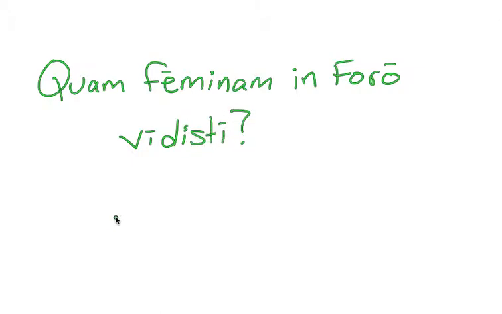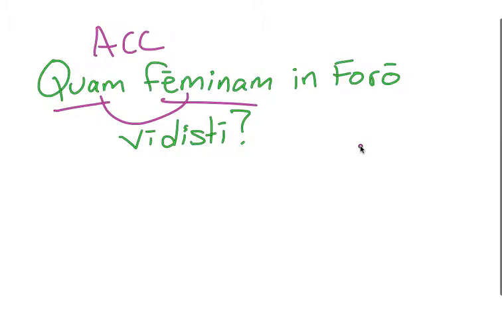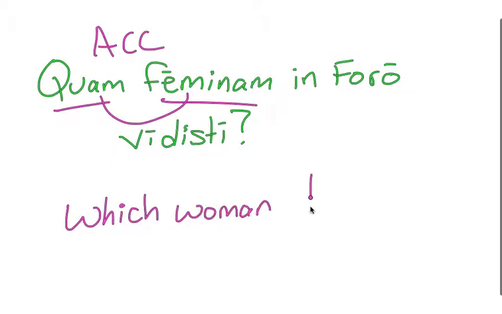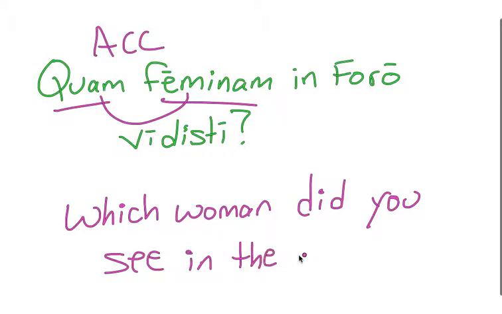Okay, so again, I have a form of qui, quae, quod. It's placed right next to a noun. They're in the same case, right? They're both accusative. So quam is modifying feminam. And so we translate this as which woman did you see in the forum, vidisti in foro? Question mark. Okay, let's do one more example, maybe a plural one this time.